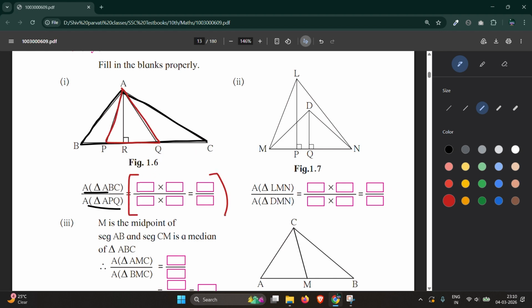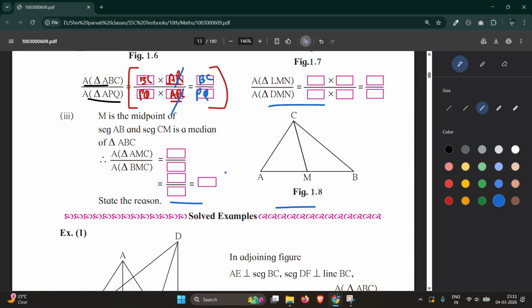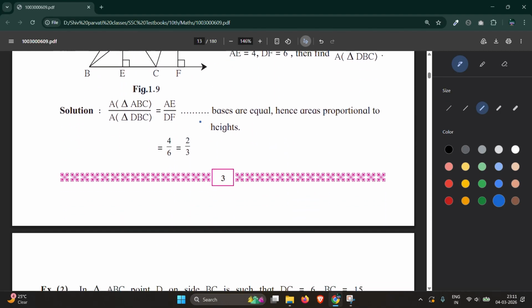We have to write what is the ratio of their areas. First of all, it is just base into height upon base into height. So it will be BC into the height, which is AR for both the triangles, and over here it's PQ into AR. Since AR is at both places, and you can also visually see that both of them have the same height, we can just cancel this AR and write BC upon PQ. Other questions are also very similar, so let's not solve all of them and move ahead.